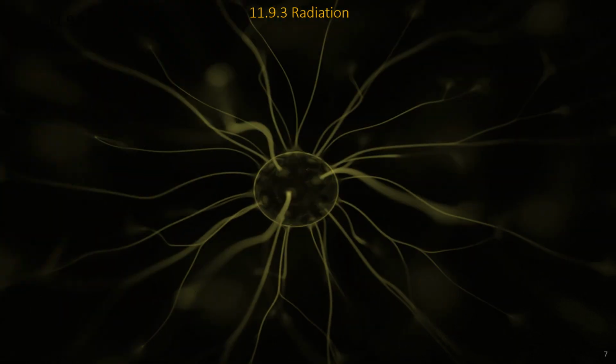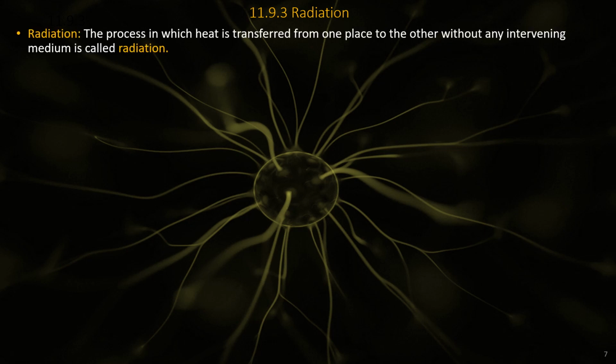Now we will take the third mode of heat transfer. It is radiation. Radiation is a process in which heat is transferred from one place to the other without an intervening medium. I will read it once again for you. The process in which heat is transferred from one place to another without an intervening medium, that is, without a medium in between, is called radiation.